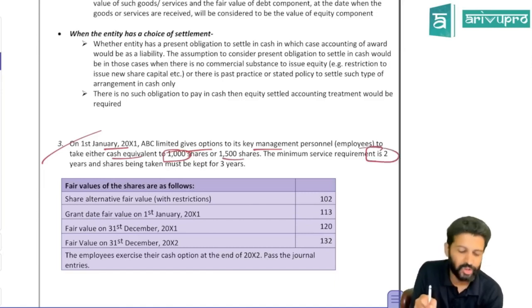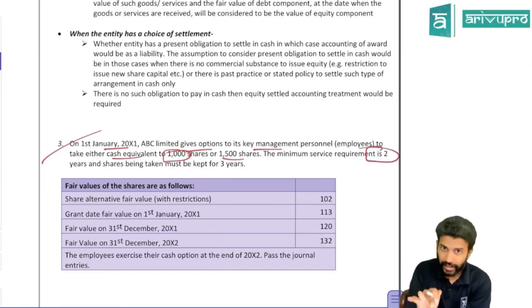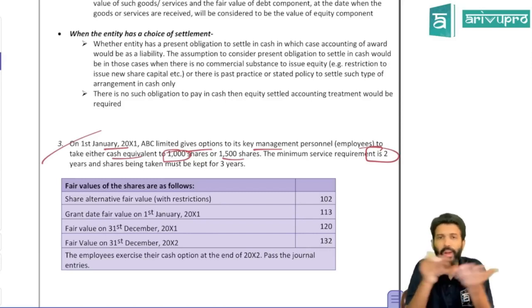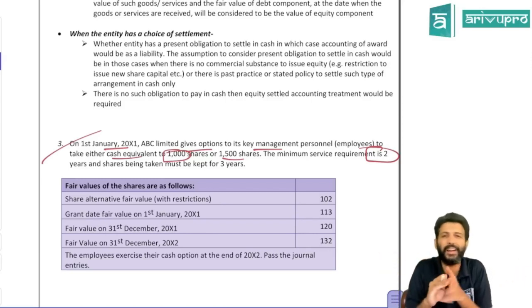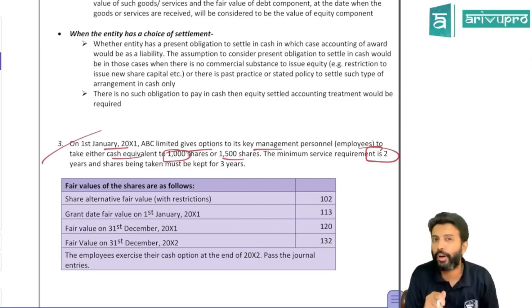The minimum service period is 2 years. So there is a vesting period of 2 years. It will not get vested immediately. That means, on the grant date, is there any accounting requirement? No, we don't have to do any accounting on the grant date, because it is not vesting immediately. Employees have to wait for 2 years.